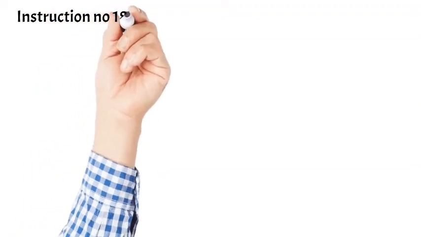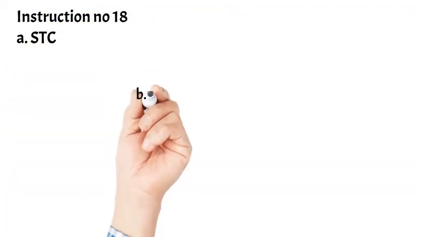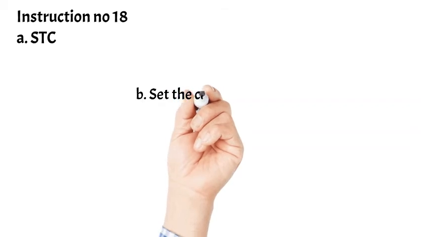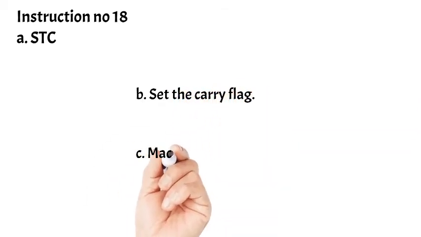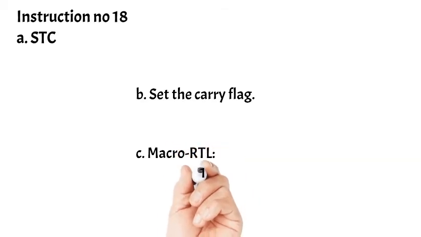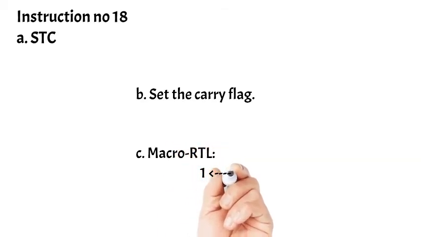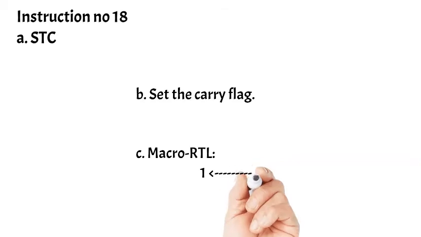This was CMA. Now we have STC. STC is used to set the carry flag. That means the carry flag will be made equal to 1. We can use this instruction sometimes for different types of programming purposes that we'll be studying later on.